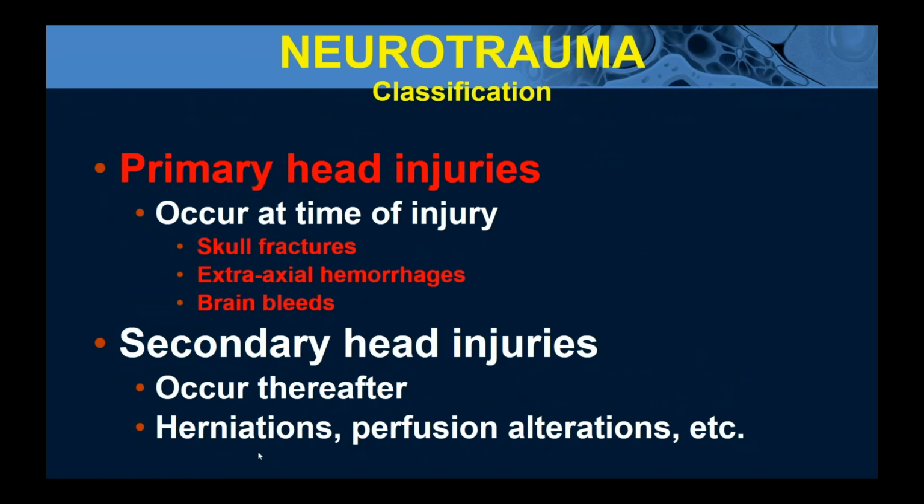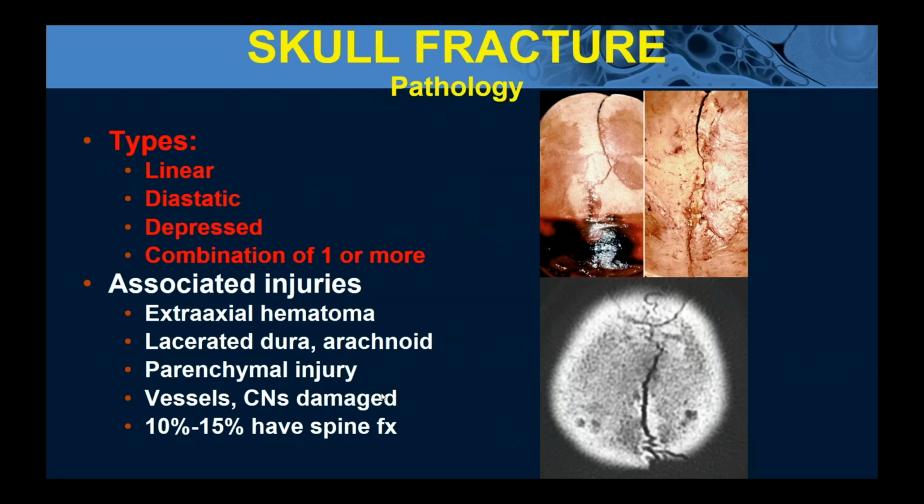Okay, let's talk briefly about how we classify neurotrauma. We're going to be talking about these primary head injuries, the ones that pretty much occur at the time of injury. We're going to talk this morning about skull fractures, extra-axial hemorrhages, and I'll tell you in a moment what that really means, and brain bleeds. We're not going to talk much about secondary head injuries and things like herniations and perfusion alterations today. But let's begin with the skull. It's actually not so much the skull fracture that's really important, with a couple of exceptions. It's what's happening to the brain under the skull.